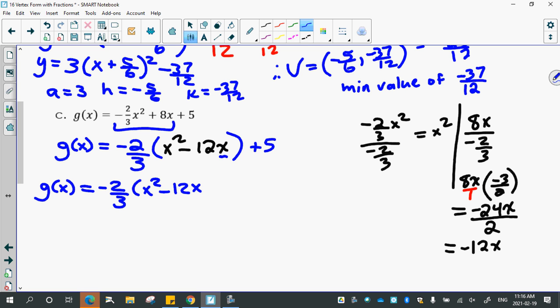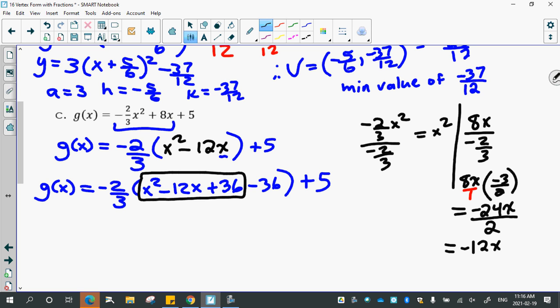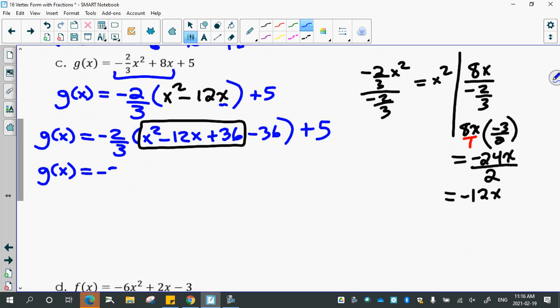So we take half of 12, which is 6, and square it. So 6 squared is 36. So add 36, subtract 36, close your bracket, add 5. So we get g of x equals negative 2/3, and then x minus 6 all squared, and then the challenge is multiplying those two together. So I could use my fraction button, negative 36 times negative 2/3 gives me 24. Nice. Positive 24 plus 5.